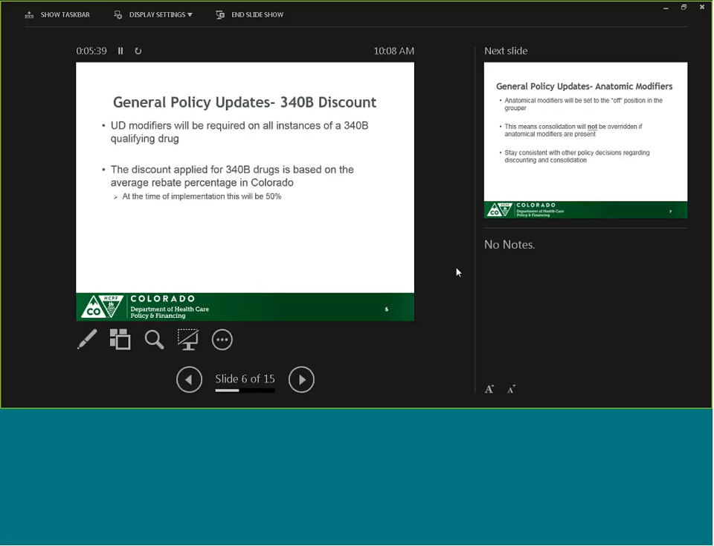You're good. Okay. So first of the general policy updates that we're going to brush up on is the 340B discount. The main point that we want to make is that the UD modifier will be required in all instances of 340B qualifying drugs. The main reason for this is that that's the way the grouper identifies it. So when it sees the UD modifier come in, then it applies the 340B discounting. And in the case of Colorado Medicaid, that percentage is going to be 50%, and that's based off of the average rebate percentage for the state of Colorado.